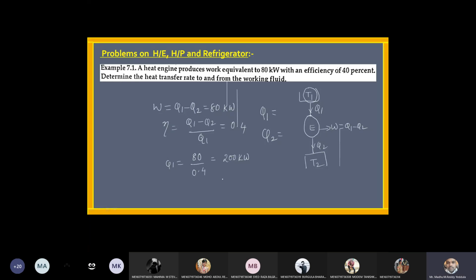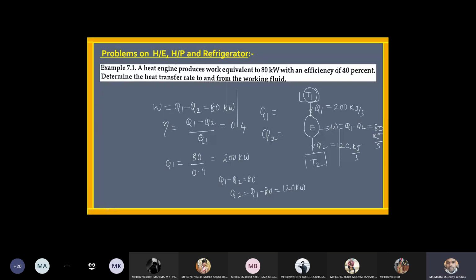Q1 minus Q2 is equal to 80, and Q2 is equal to Q1 minus 80, that is 200 minus 80, that is equal to 120 kilowatt. So total Q1 is 200 we supplied, and from that we are getting 80 as the work. Remaining 120 is rejected to the sink. These are all kilowatt, nothing but kilojoules per second of heat. This is kilojoules per second of work.